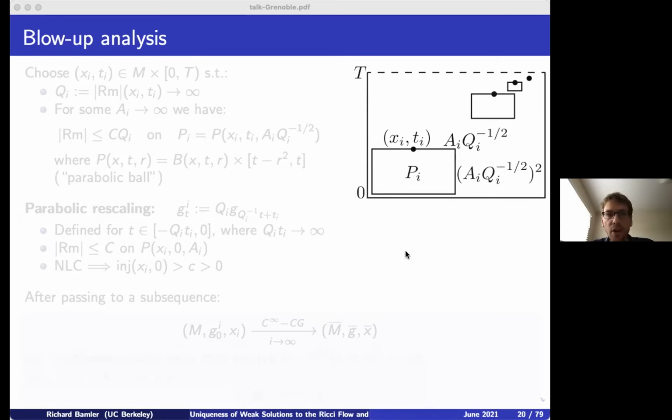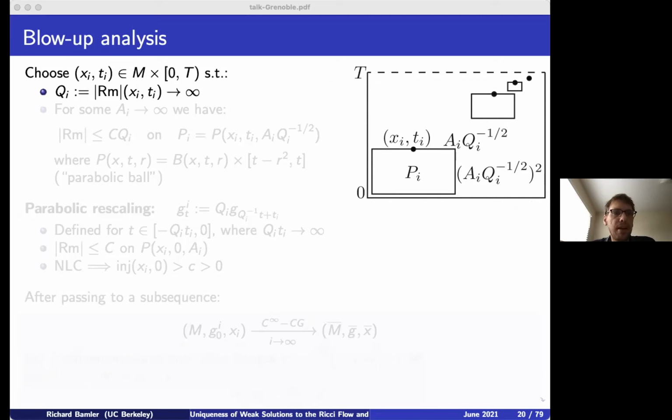So what I try to draw here is the space-time of a Ricci flow. The x-axis should indicate the manifold, and the y-axis should indicate time. And so I assume that I have some singularity where this dashed line is. Okay? And so if I have a singularity, then I should be able to choose a sequence of points and times, xi and ti, that run into the singularity.